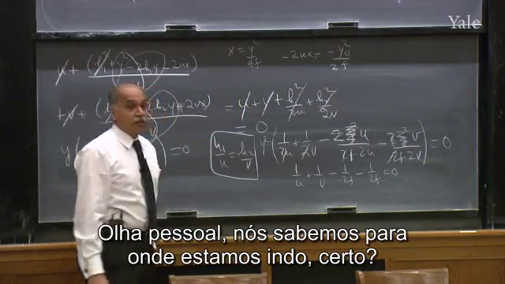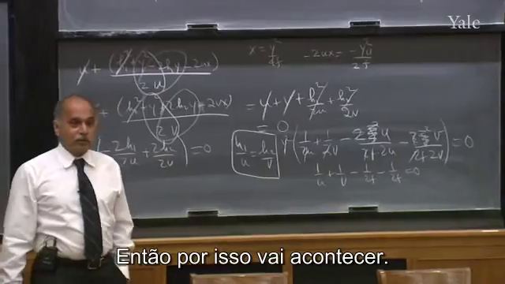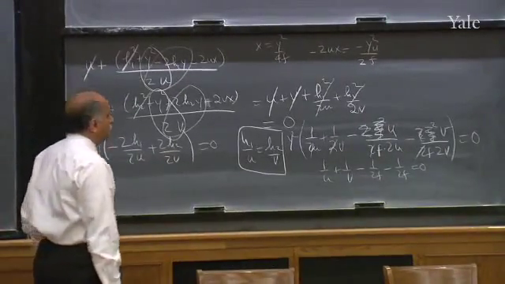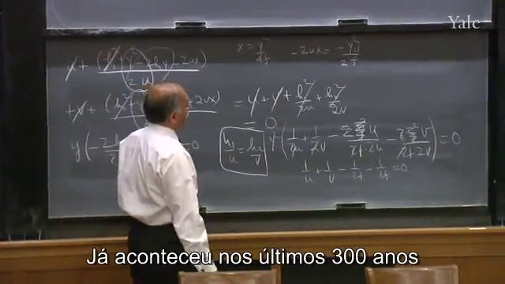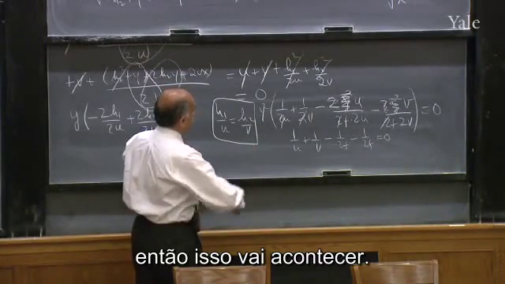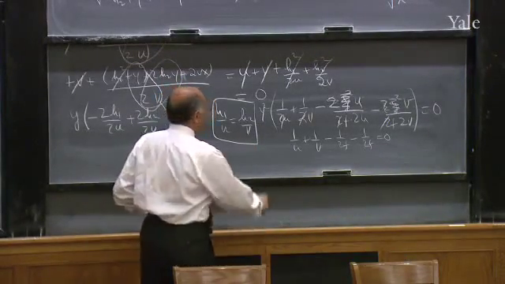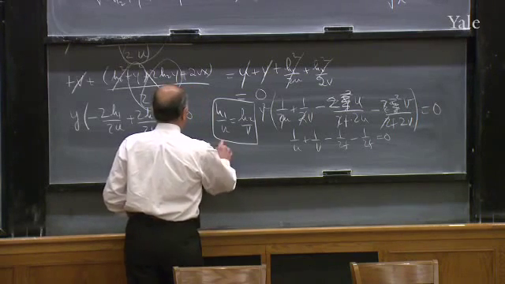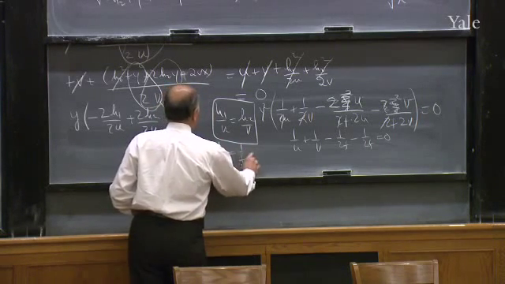Look, guys, we know where we are going, right? So it's going to happen. It's happened for the last 300 years, and I'm not going to change it. So it'll happen. So the 2's will all work out. What does this tell you? It tells you 1 over u plus 1 over v is 1 over f.